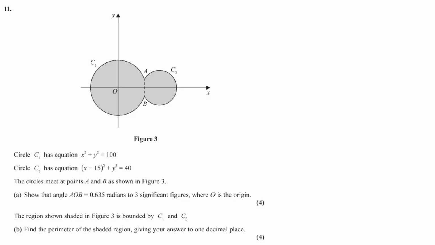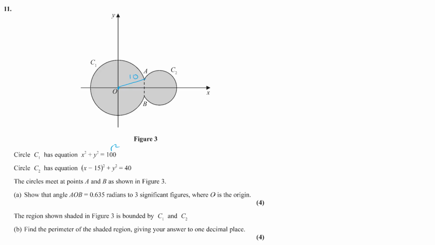This next question is a circle geometry, and we're going to be calculating arc length in part B. So we've got circle 1, which is centered at the origin, and we're told x squared plus y squared is 100. Well, the equation of a circle, x squared plus y squared is r squared, so we know that the radius is going to be 10.